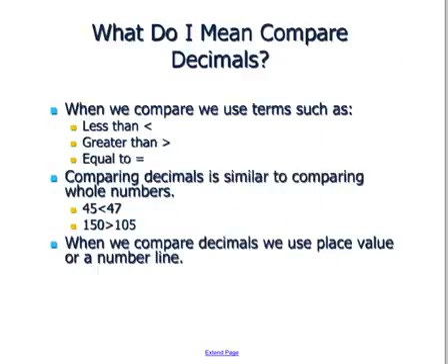What do I mean compare decimals? When we compare, we use terms such as less than, which looks like this symbol, greater than, which looks like this symbol, or equal to, and you should recognize the equal sign. Comparing decimals is similar to comparing whole numbers. 45 is less than 47. 150 is greater than 105. When we compare decimals, we use place value or a number line.